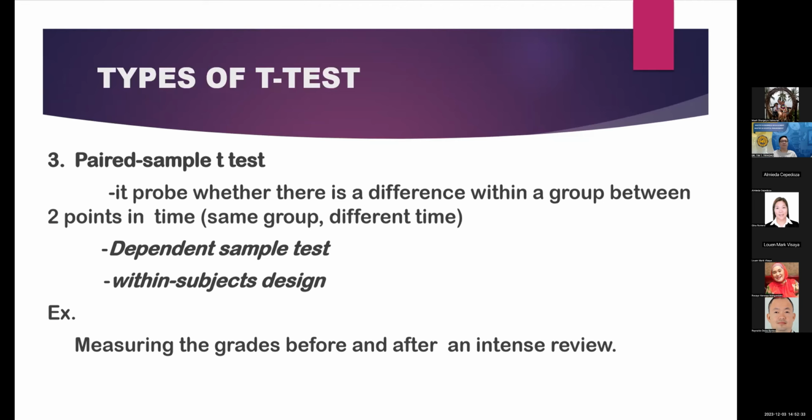Another type of t-test is the paired sample t-test. It probes whether there is a difference within a group between 2 points in time. So this is the same group but different time. The different times are tested at a different time, like when you make an intervention. So this is also called dependent sample test. This is within subjects design. So an example is when you measure the grades before and after an intense review.